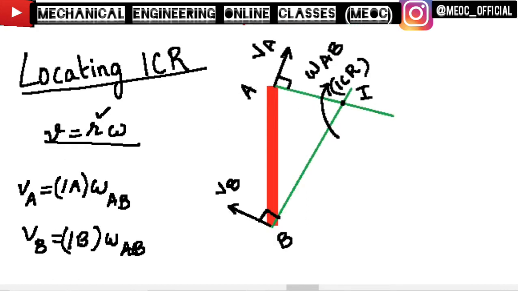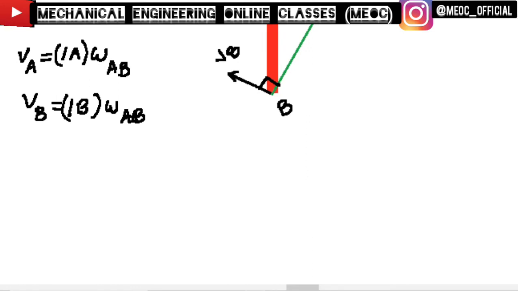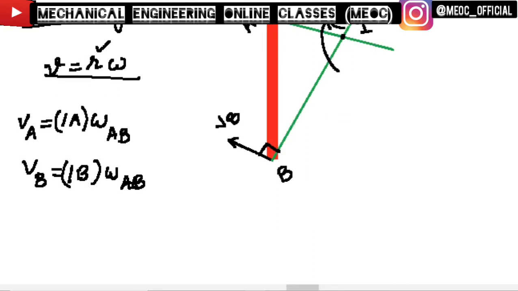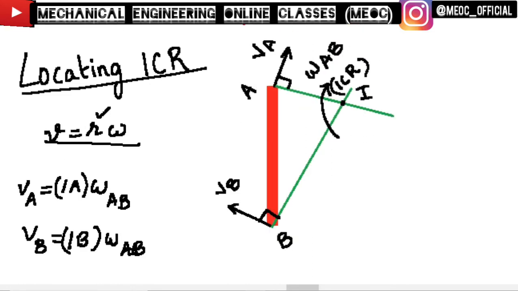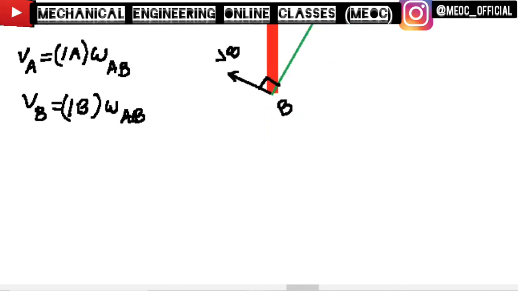So we have assumed that we know VA and VB with directions. Once we know the VA and VB magnitudes and directions, we have obtained I. Now once we know I also, we know IA and IB. The only unknown here is omega AB, which we can find from this.